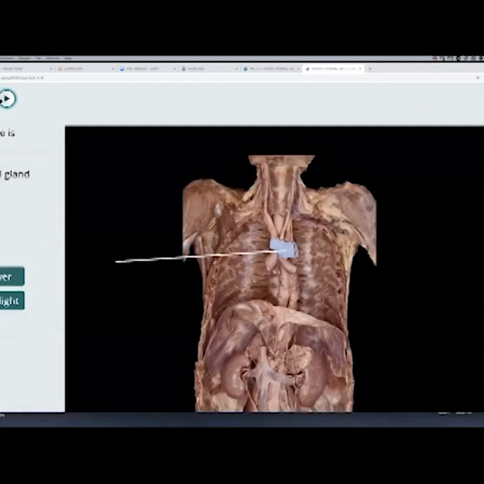Okay, what structure is highlighted here? I gotta turn that light off so I can see it. Okay. The aortic arch. That's your aorta coming off. That's how it bends across and then heads down. That's your aortic arch.